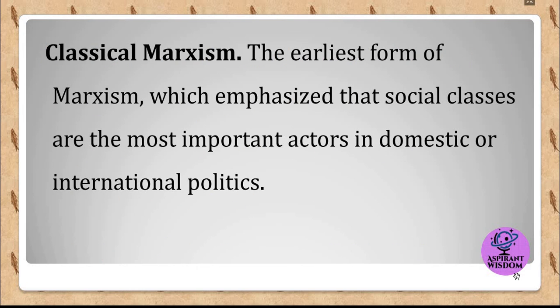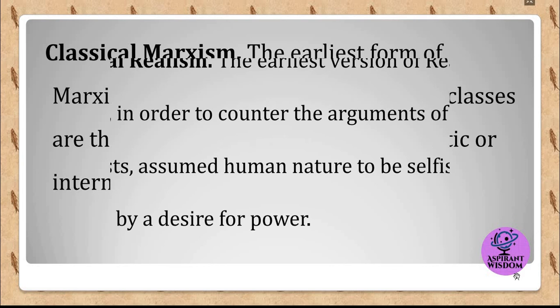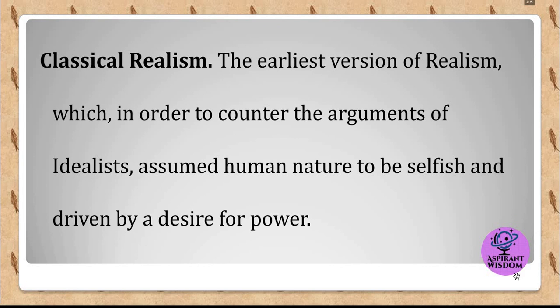Classical Marxism. The earliest form of Marxism, which emphasized that social classes are the most important actors in domestic or international politics. Classical Realism. The earliest version of realism, which, in order to counter the arguments of idealists, assumed human nature to be selfish and driven by a desire for power.